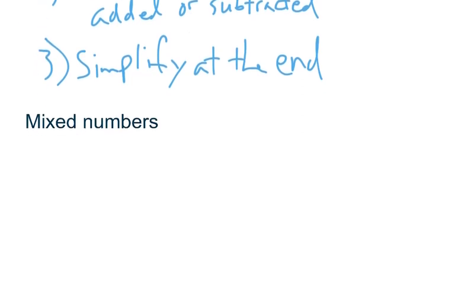Now, let's talk about what we do with mixed numbers. So mixed numbers are where we have something like 3 and a half. Now, we have two options for what we can do. The first option is what I'm going to call the fail-safe option. You will never go wrong if you use this method, and that is to make it an improper fraction.